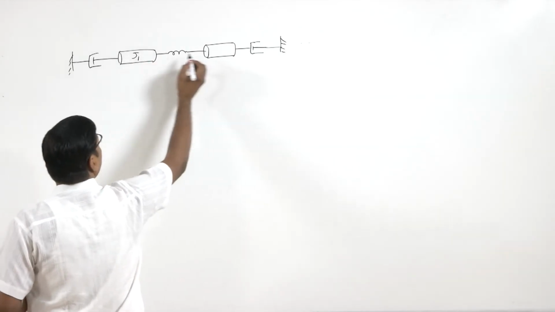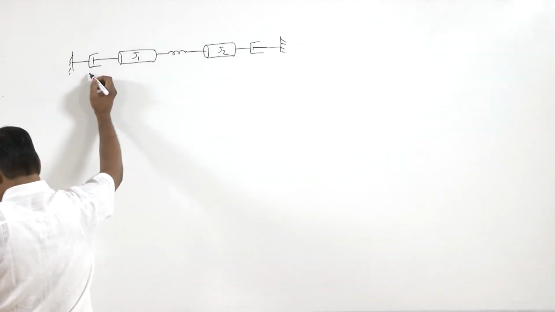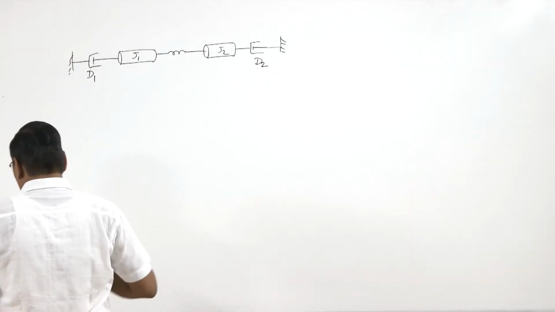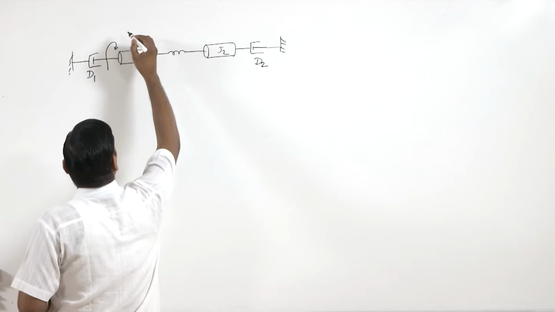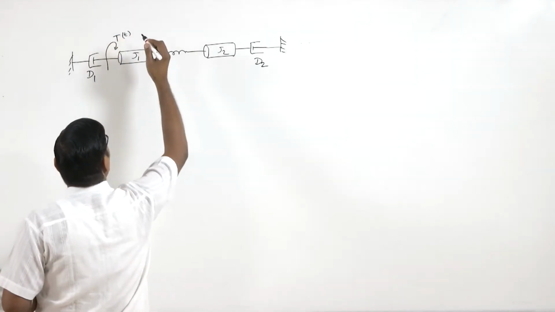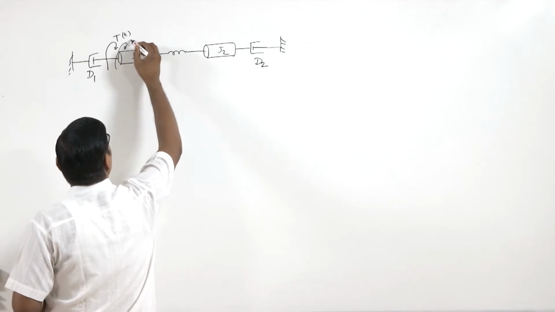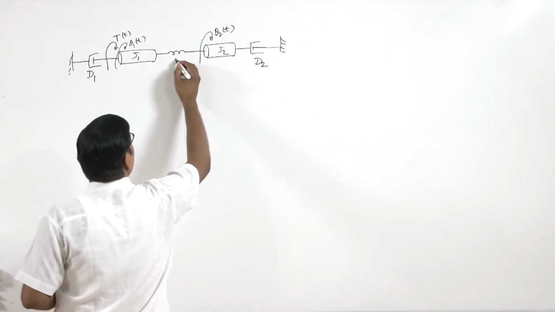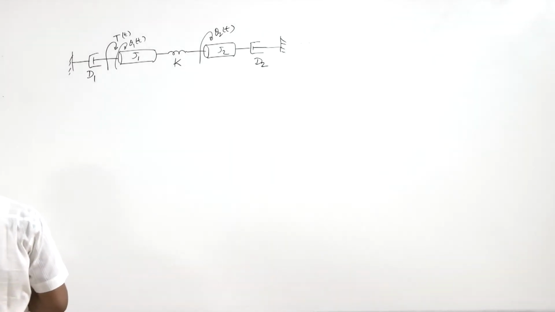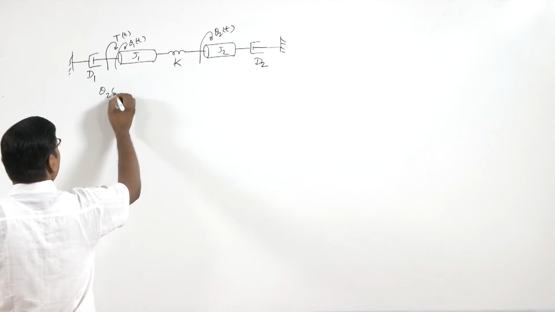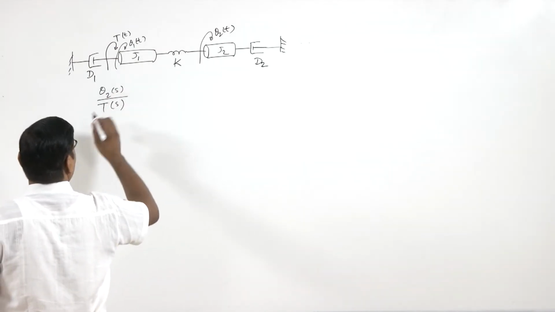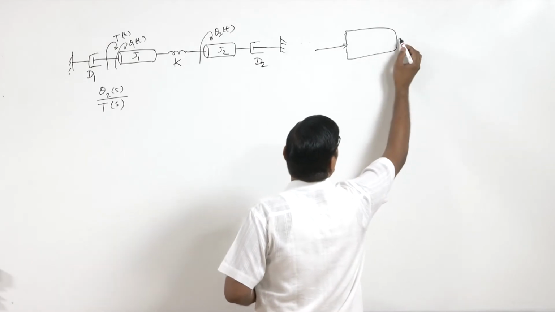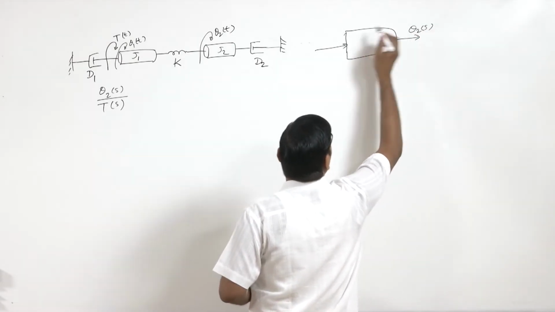So this is inertia J1, this is J2, this is damper with damping coefficient D1, this is D2, and here is applied a torque T, a function of time, to the first inertia, and the degrees of freedom are theta 1 of t and theta 2 of t. This spring has stiffness k. We have to find theta 2(s) by T(s). This is the transfer function we have to find.